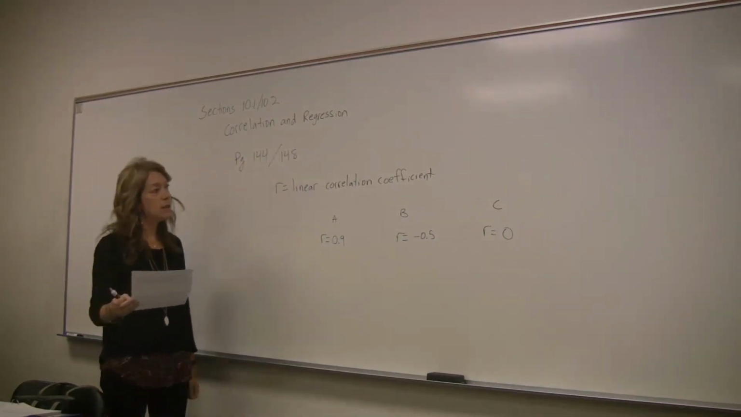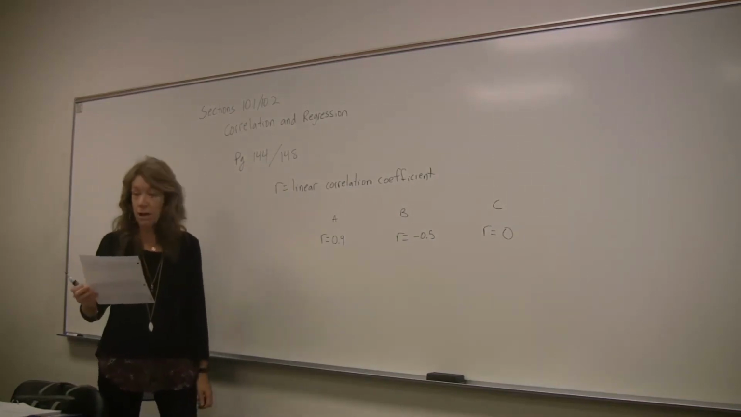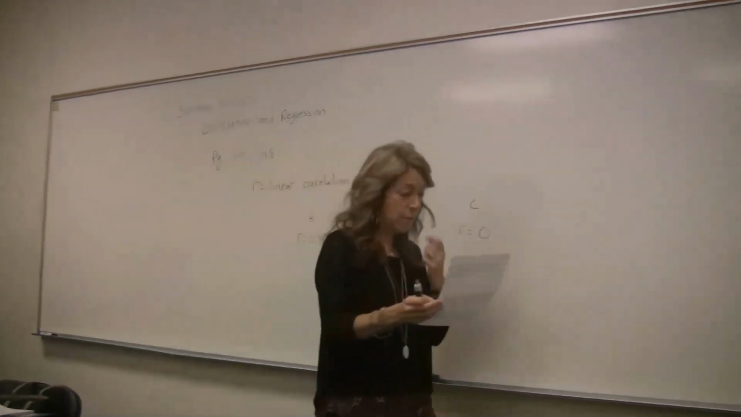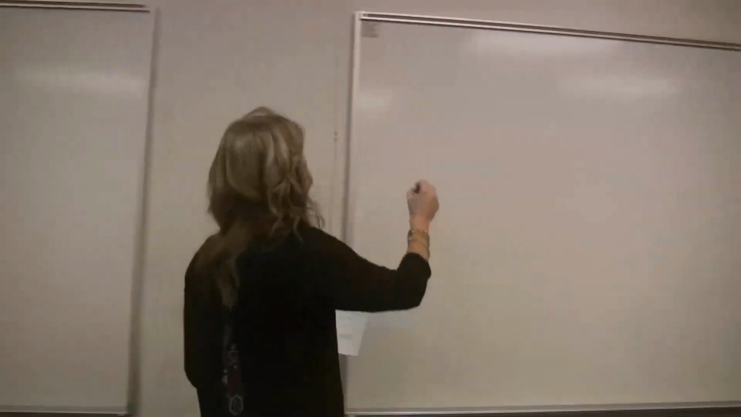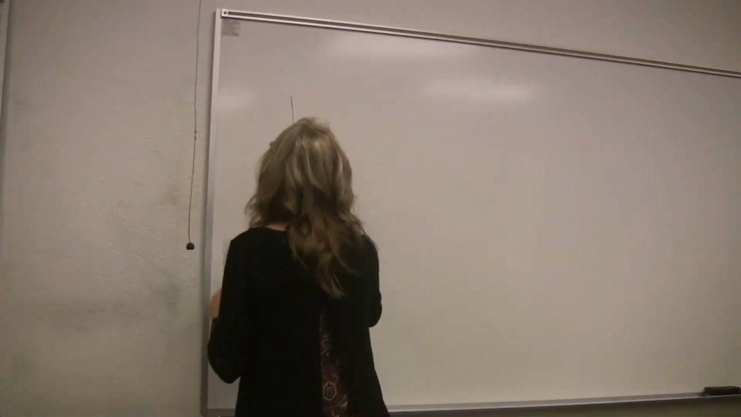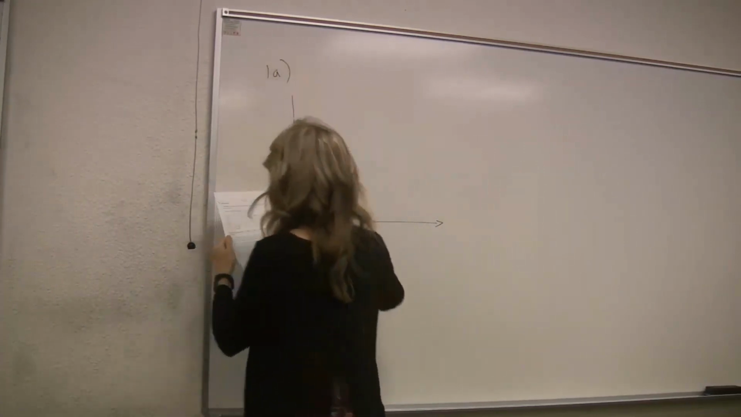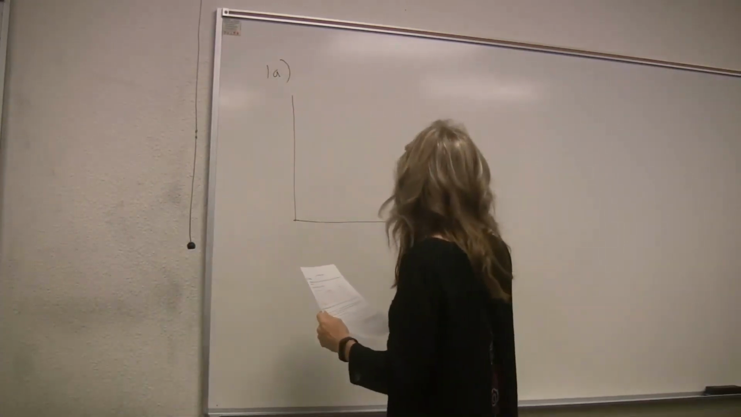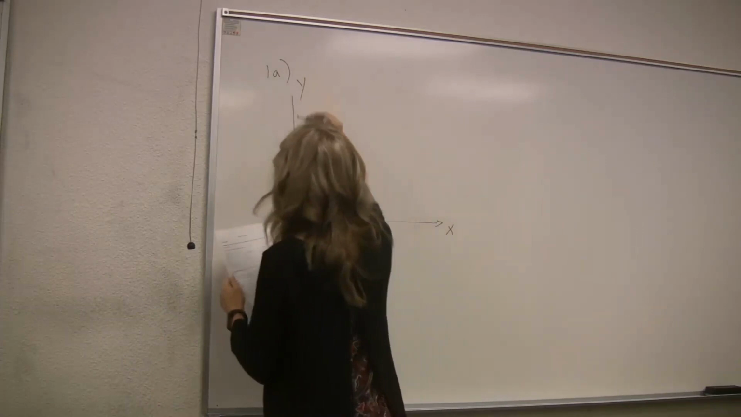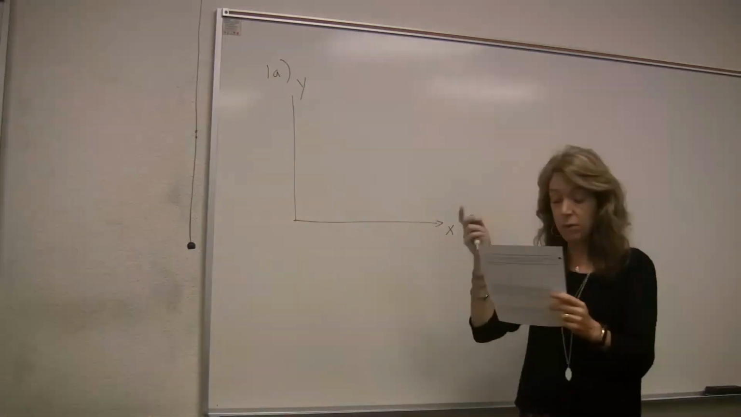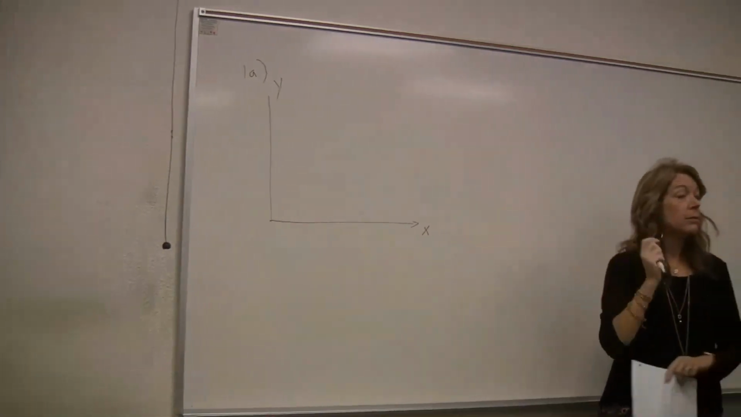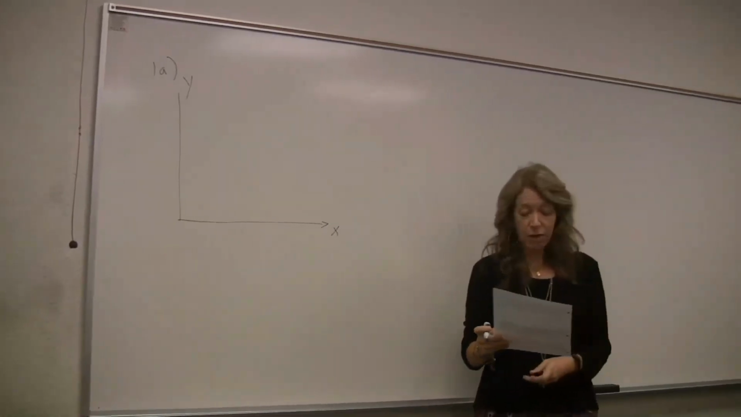Okay, so let's start the first example by drawing a scatter plot. So example 1A asks us to construct that scatter plot. 1A. And they give us all of these XY pairs. They don't really tell us what they represent. And they want us to put them on our graph. I give you a piece of graph paper on your notes.